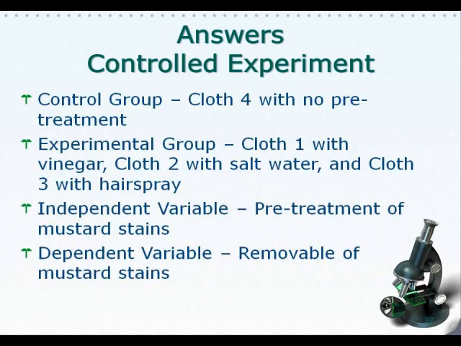The control group, cloth 4 with no pre-treatment. Remember, the control group is not exposed to the variable. It is a comparison. Experimental group, cloth 1 with vinegar, cloth 2 with salt water, and cloth 3 with hairspray. Your independent variable, the variable that you're changing or manipulating, would be pre-treatment of mustard stain. Your dependent variable is the removal of the mustard stains.